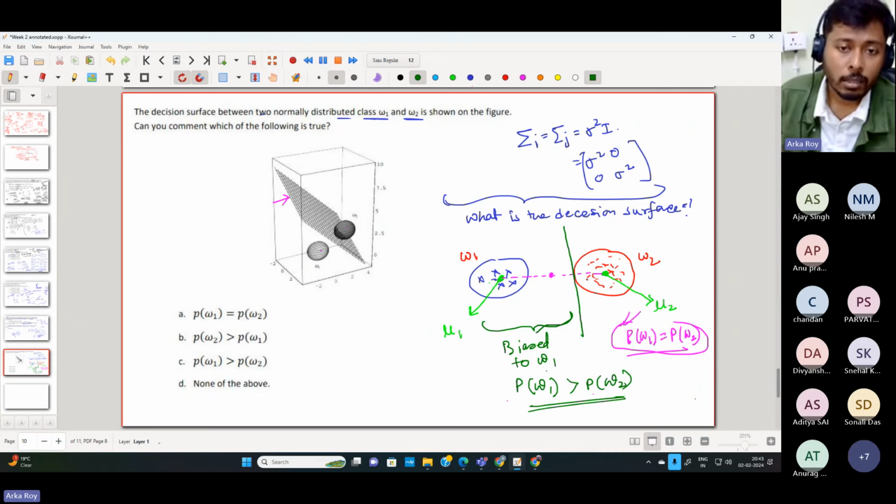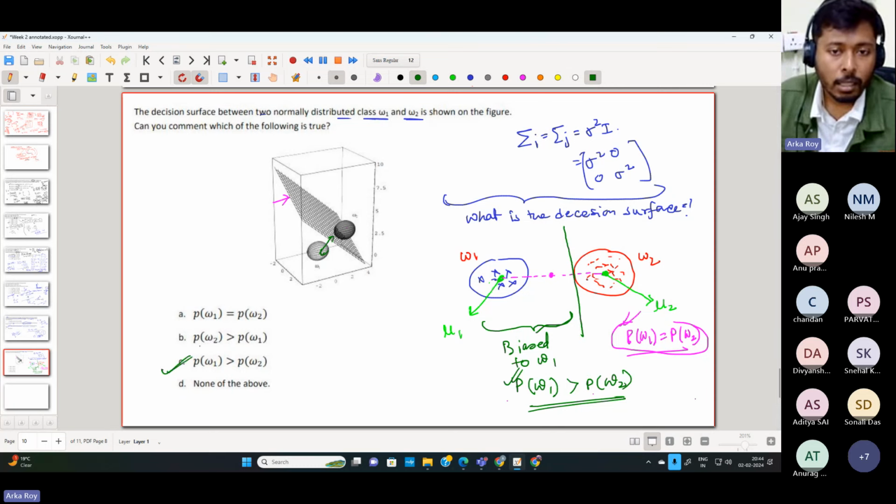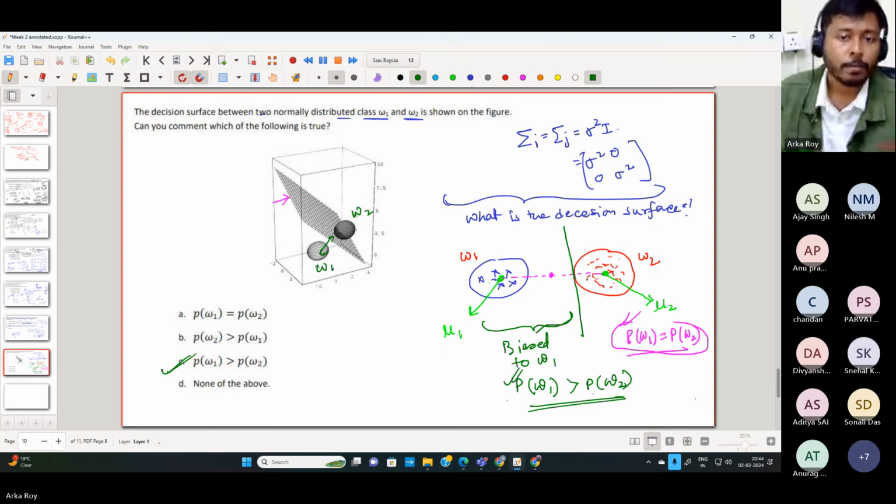So this is the intuition: whenever you see that there is a huge room for omega 1 and very little room for omega 2, obviously you have a bias, meaning your prior probability of omega 1 is greater than the prior probability of omega 2. That is why option C is the correct option. I don't know whether this is visible or not. This is omega 1 and this is omega 2.